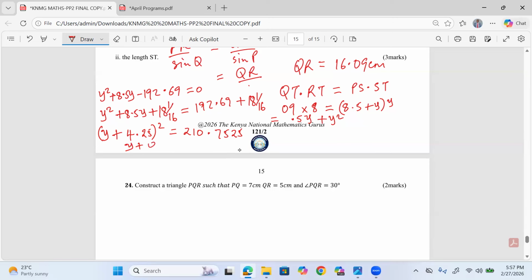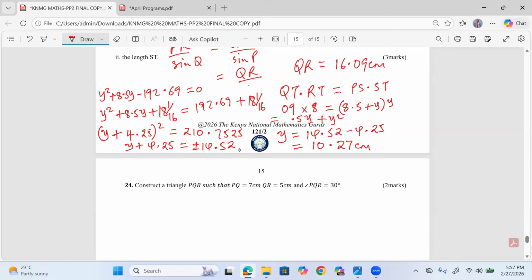So that we have y plus 4.25 equals to the square root of the other side, which is plus or minus 14.52 to 2dp. How do we remain with y? Two options, either 14.52 minus 4.25. What will this give us? This gives us 10.27.